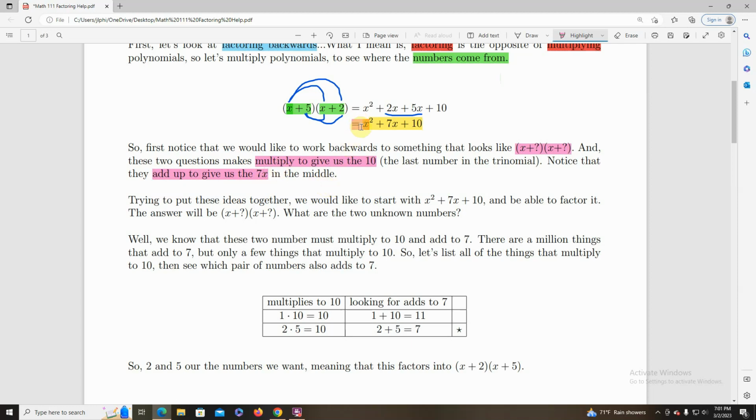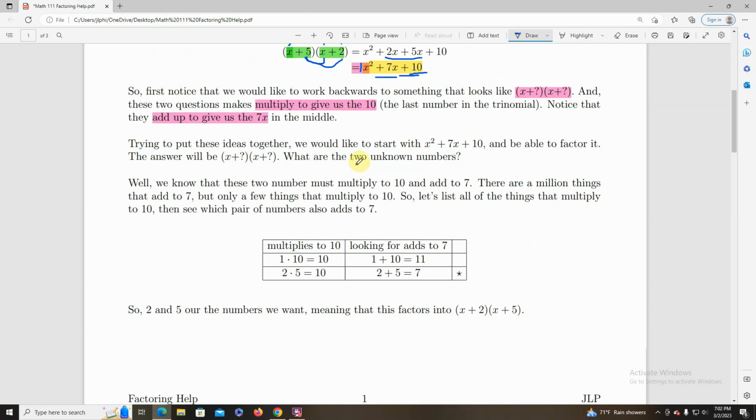Now this only works when there's not a number in front of the x squared, or I guess I could say a coefficient of 1. This will factor into x plus or minus a number, x plus or minus a number, and I can figure out the two numbers by saying, okay, what numbers multiply to positive 10 and add to positive 7?